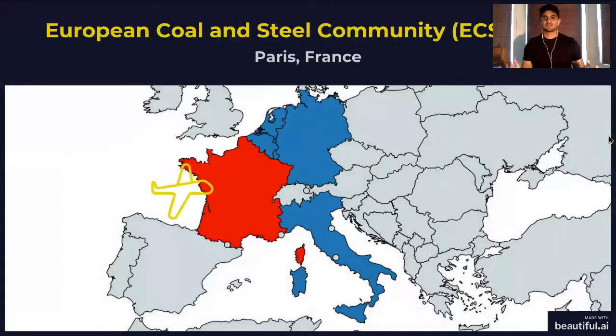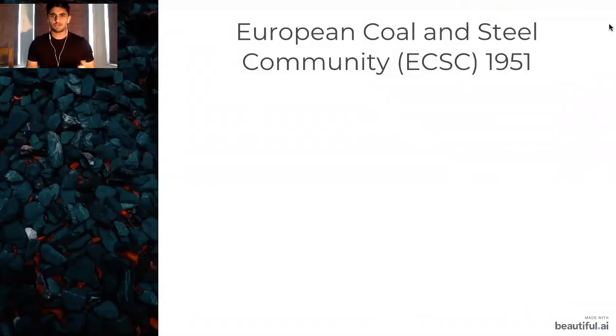And so 6 countries met up in Paris in France, and they created the European Coal and Steel Community. The European Coal and Steel Community, created in 1951, was the first ever European international organization. And before this, it was almost impossible to think that sovereign states could be joined together without an empire.